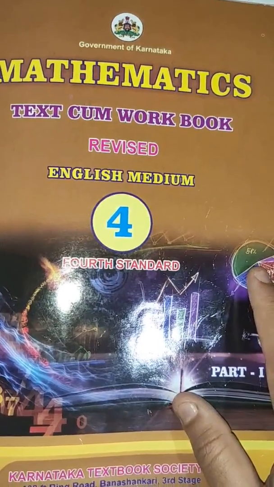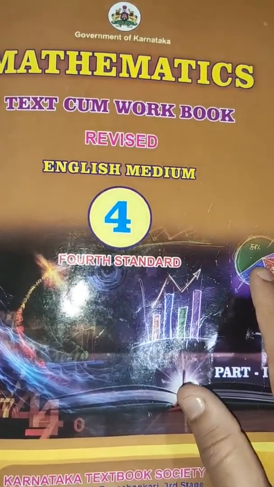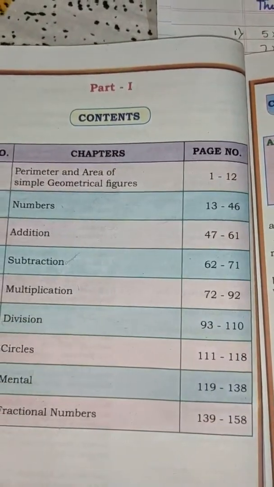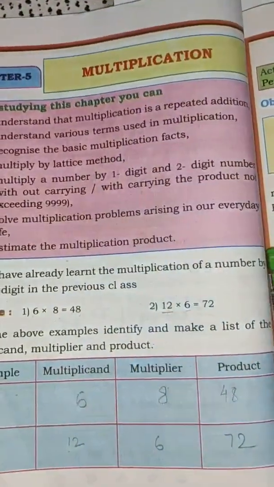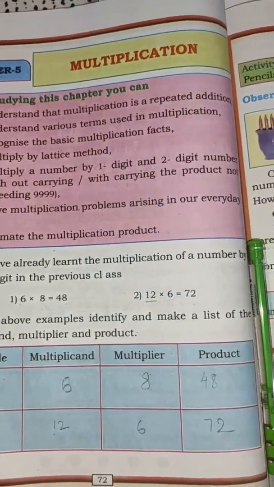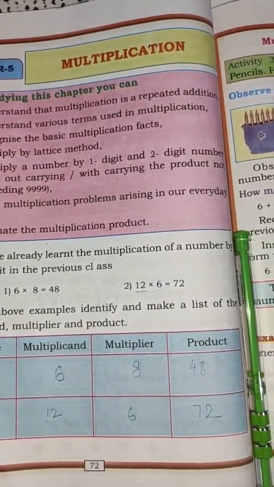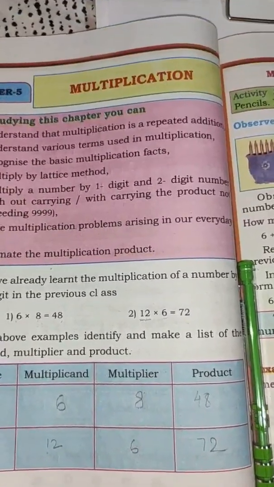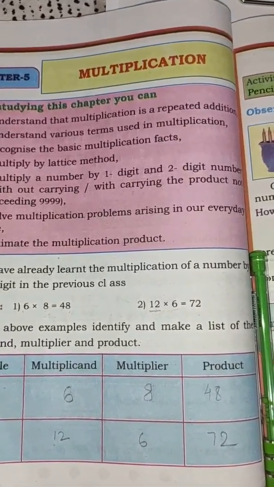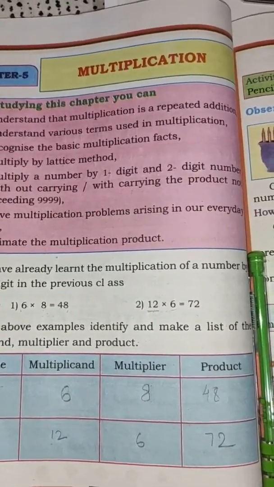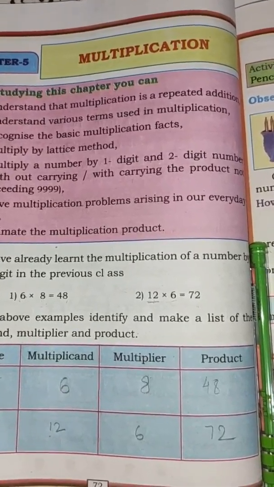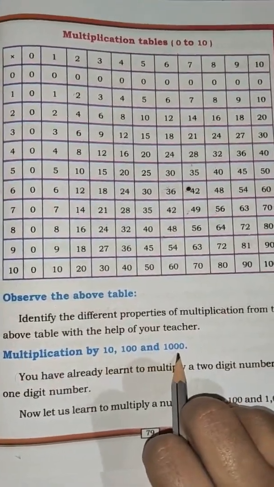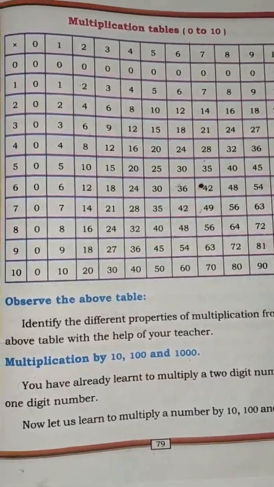Today in this class we are going to continue our same lesson of maths, that is multiplication. So open page number 72. In the previous class we have learnt that multiplication is a repeated addition, multiplication without carrying, and properties of multiplication, right? So now let's start with one more new topic of this lesson, that is multiplication by 10, 100 and 1000. So open page number 79.